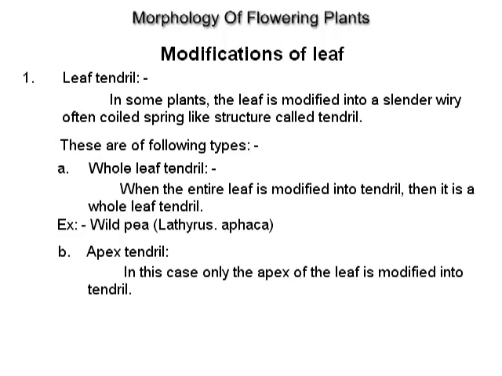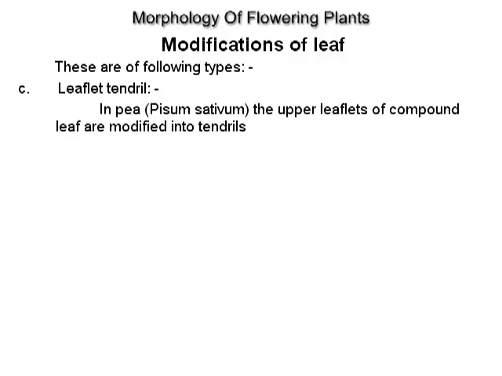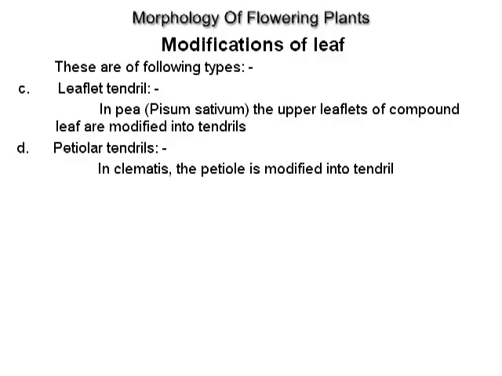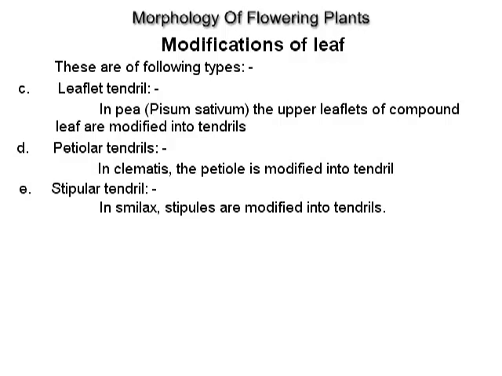Apex tendril. In this case, only the apex of the leaf is modified into a tendril. For example, Gloriosa superba, glory lily. Leaflet tendril. In pea, that is Pisum sativum, the upper leaflets of the compound leaf are modified into tendrils. Petiolar tendrils. In Clematis, the petiole is modified into a tendril. Stipular tendril. In Smilax, stipules are modified into tendrils.